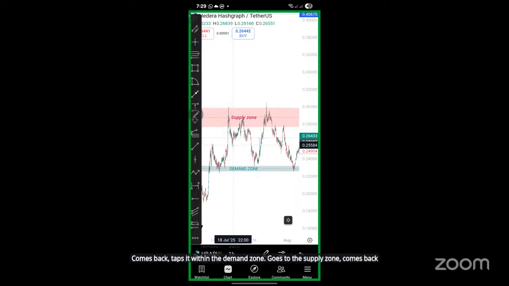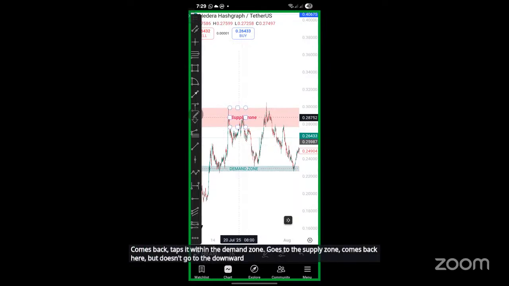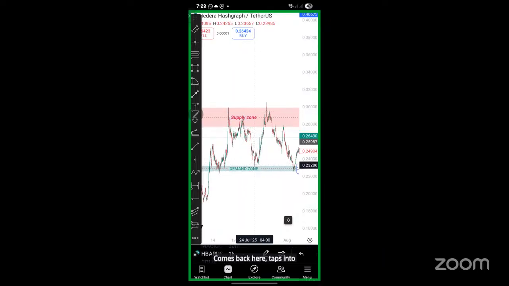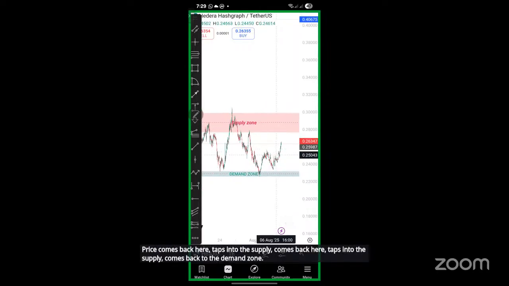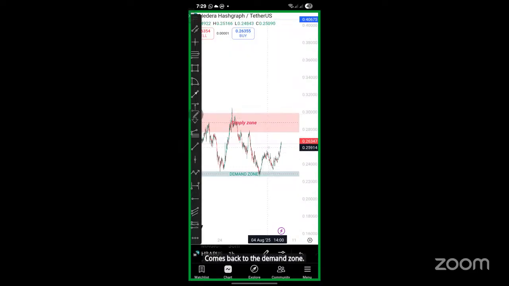comes back here, but doesn't go to the downward side, retests the supply zone again, comes back here, taps into my demand zone, pushes back here, goes into the supply zone, comes back here, taps into the supply, comes back to the demand zone, pushes up but doesn't come completely to supply, stops in the middle, comes back, retests the demand zone, and now it is pushing up.